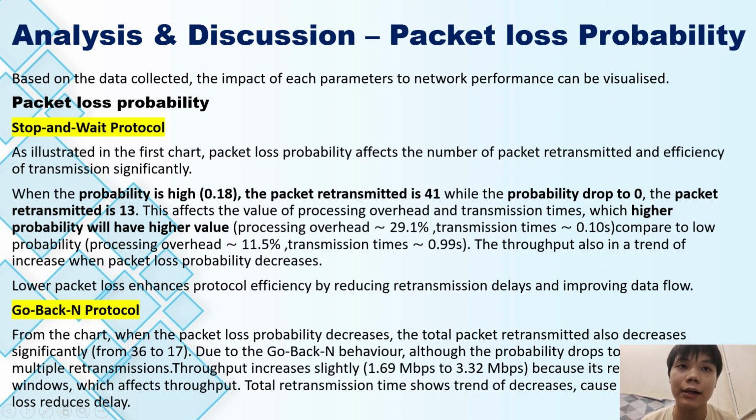When the probability is high, which is 0.18, the packets retransmitted are 41, while when the probability drops to 0, the packets retransmitted are 13. This affects the processing overhead and transmission time, where a higher probability will have higher values for processing overhead and transmission time compared to a low probability. The processing overhead drops from nearly 29.1 to 11.5, while the transmission time increases from nearly 0.1 seconds to nearly 0.99 seconds.